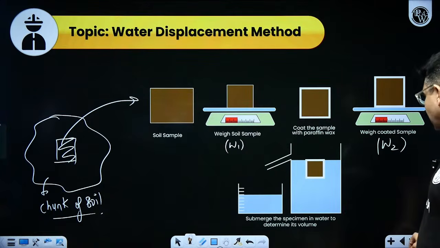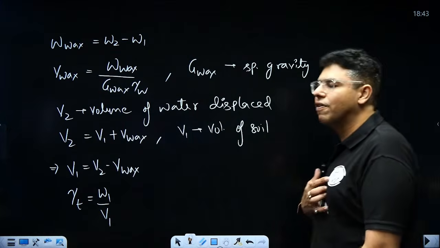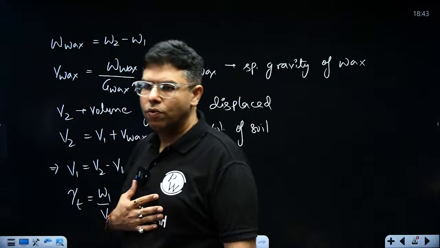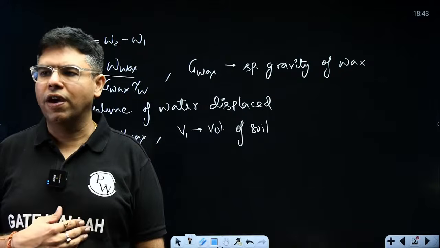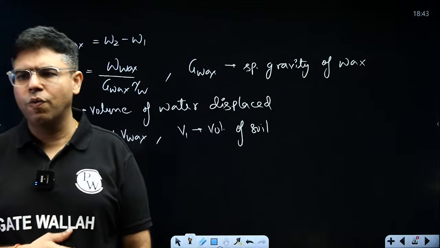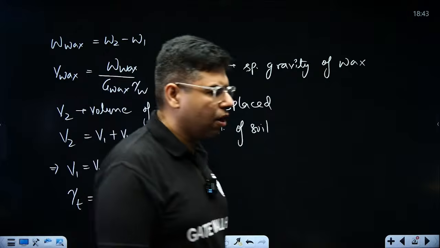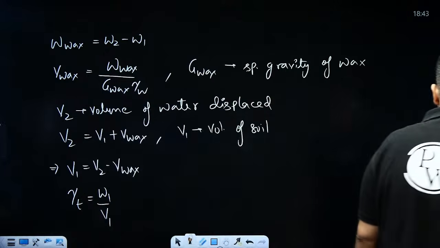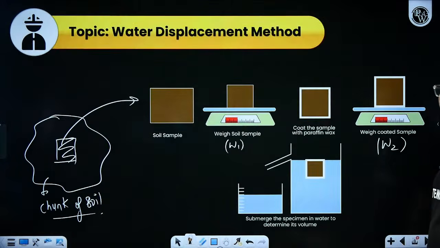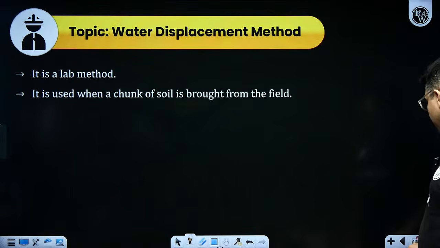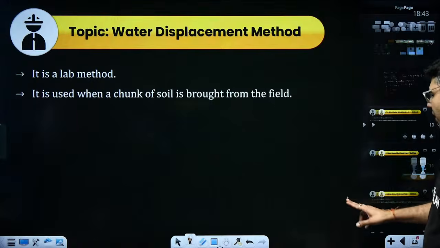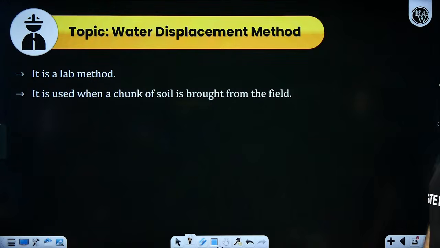See, paraffin wax we are using, so specific gravity of wax we will already know. From wherever you procure the wax, you will know the specific gravity of wax, and it is around 0.908 only. It will be given to you in the exam, don't worry. So, this was the water displacement method. Now, let's talk about the next method, that is the sand replacement method.